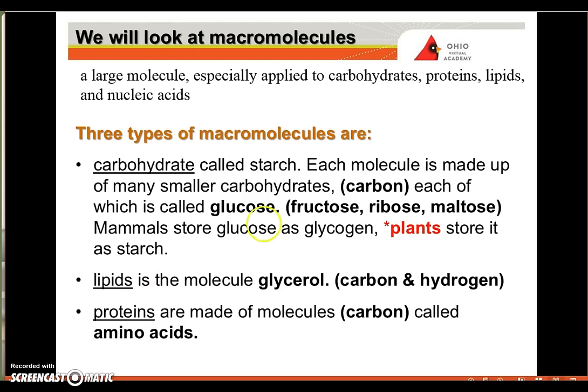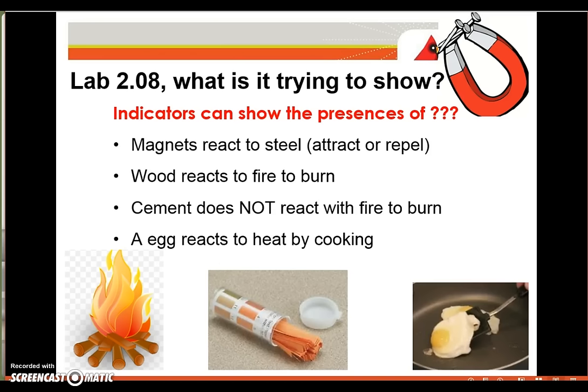Okay. Lipids, we find them in glycerol, which is hydrocarbon, hydrogen and carbon, and then in proteins, you have amino acids, which are again made up of carbon. So we're going to look through this. Now, what is an indicator? An indicator tells you something. If you move a magnet over a piece of wood, it doesn't react, because it's not indicating the presence of what? Steel. If you wave a magnet over aluminum, aluminum is not a steel. What we have up here, which is nails, it will indicate, it will attract or repel. So those are some of the concepts you're going to need to look at for this.